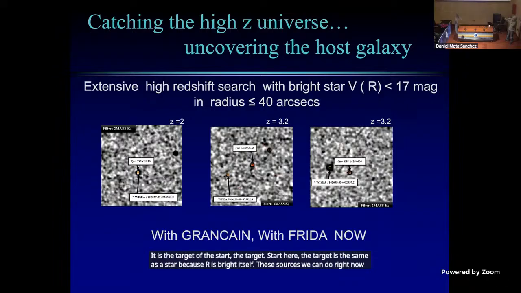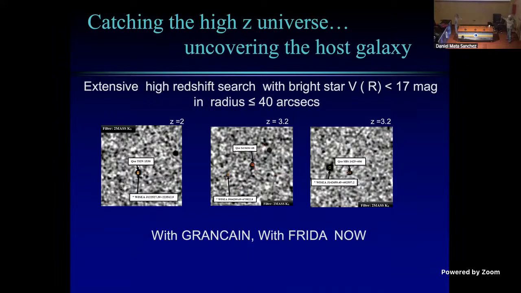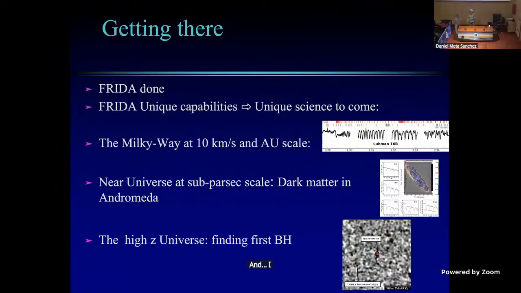We can do them now with GRAPHITE, while we do commissioning. So we can integrate on these sources with a much bigger telescope and see what the structure is, where the mass is, and what the kinematics of this source are. So we can do it, and there are high resolution sources, it's just a matter of looking for them. And that's what I wanted to do with these samples. FRIDA is done, so work done.